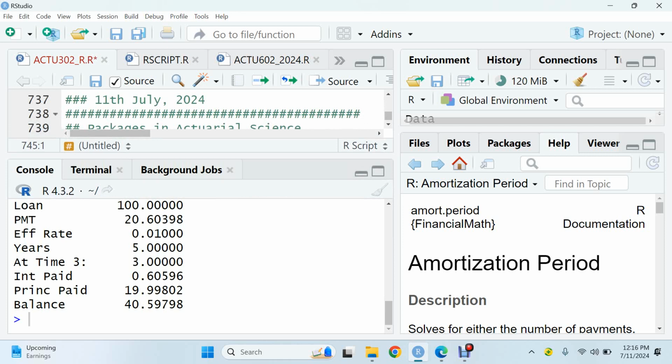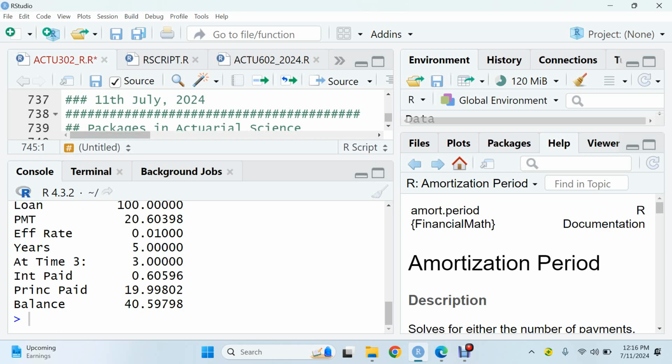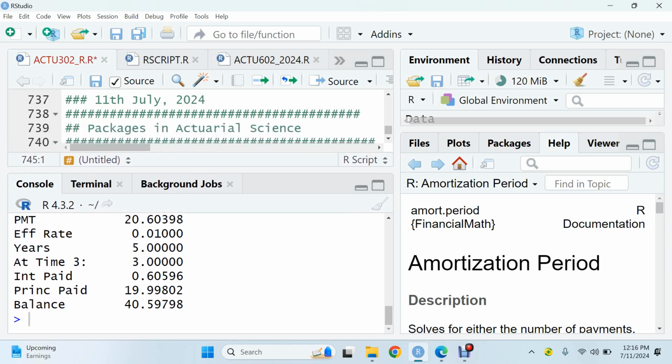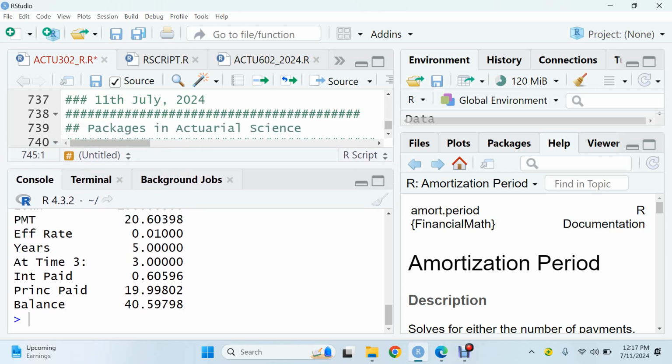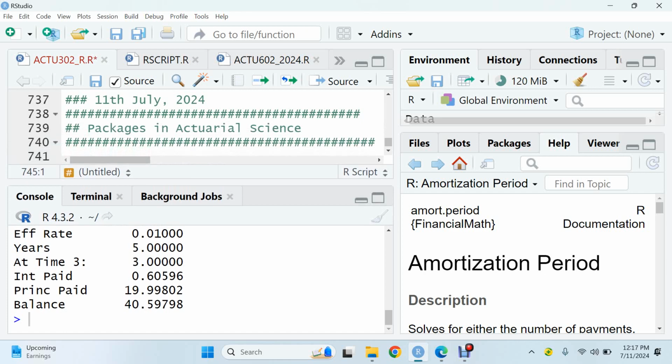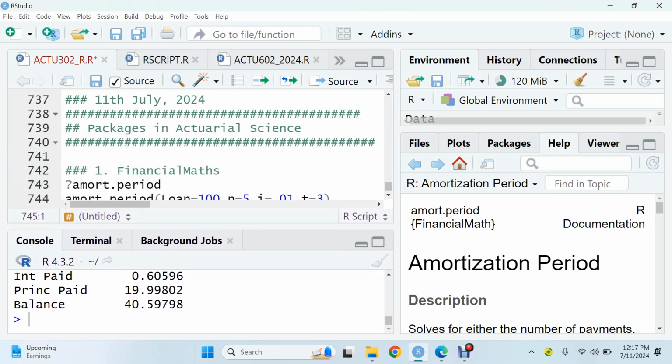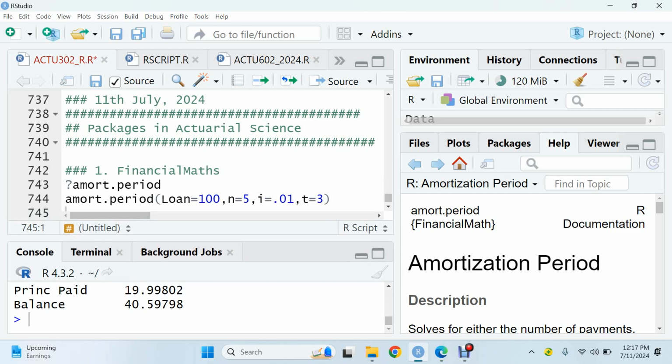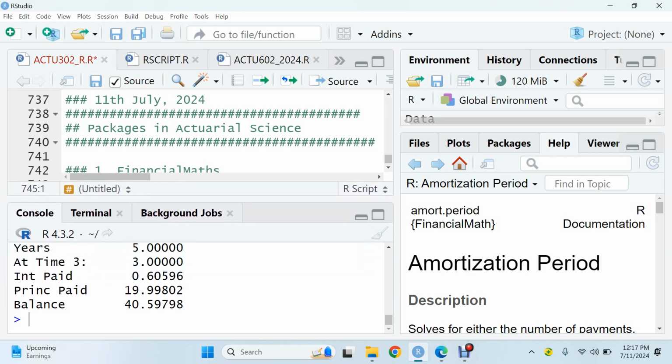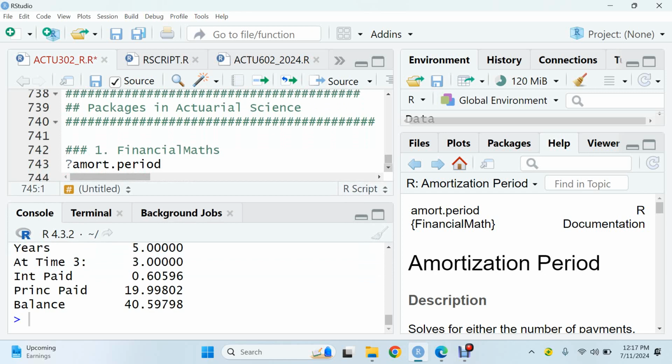The level payments are 20.6. The effective interest rate is 0.1. The years, of course, at time 3. Okay, because we actually gave it N is 5 and then T is 3 and what have you.